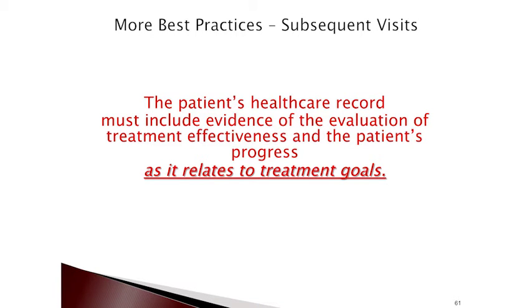The patient's healthcare record must include evidence of the evaluation of the treatment's effectiveness and the patient's progress as it relates to the treatment goals. Okay? Again, the fact that their pain is going down is good, but how's that affecting the functional goals? Are we relating that back to the goals? If the pain has gone down, but they're still not back to work, what's going on with the patient? Why are they not back to work? What do we need to do? What do we need to change?